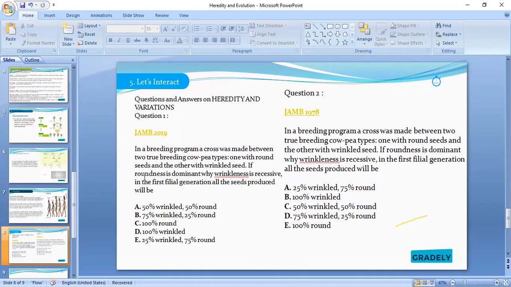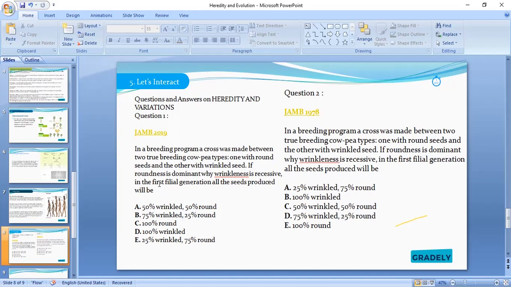Roundness can be capital R and is dominant. Wrinkled seed is recessive, so we can say small r. Now, in the first filial generation, you cross. The first capital R goes with the first small r, we have capital R, small r. The second capital R goes with the second small r, we have capital R, small r. The next capital R goes with the small r, capital R, small r. The next one, capital R, small r.